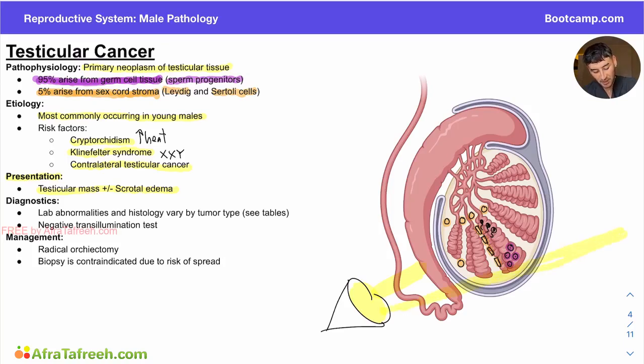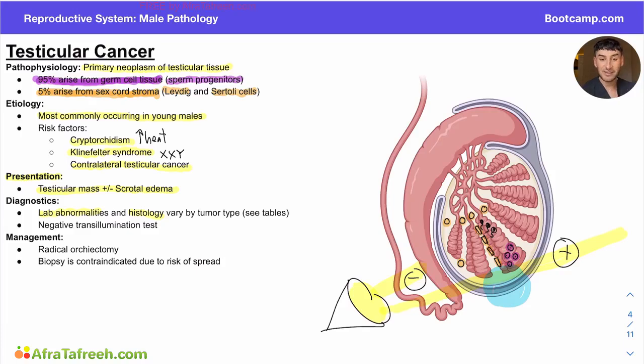I'm making this longer beam that would go through a potential hydrocele that I'm drawing here because this is just simple fluid, so light will go right through. When the light goes all the way through, and this is most common in most of our fluid collections, we call this a positive transillumination test. In the case of our testicular tumors, the light does not pass through. We call this a negative transillumination test, and that's going to be something important for differentiating masses or collections within the scrotum or testicles. So moving on, let's talk about some lab abnormalities and histology.